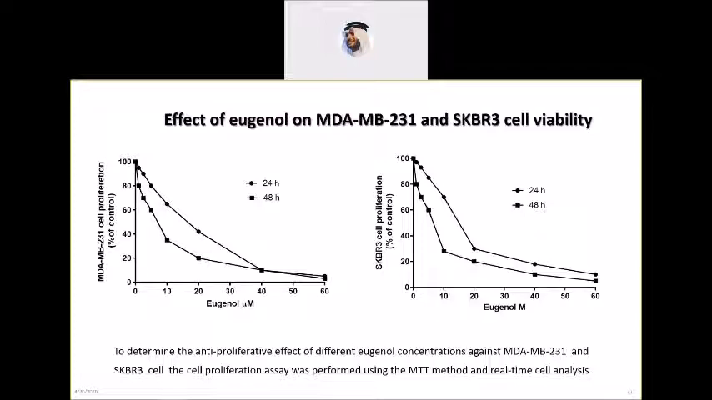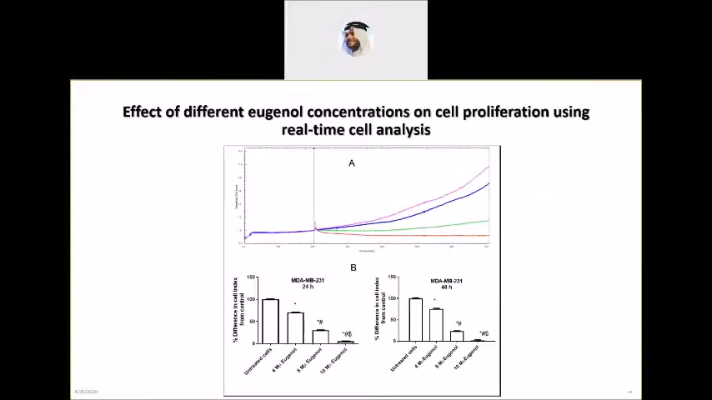And as we can see in the graph, 40 and 60 micromolar of eugenol lead to inhibition of cell proliferation by more than 90% in both cell lines. And this is the graph originating from the MTT data. As you can see here, we test the cells for 24 hours and 48 hours with different concentrations of eugenol.